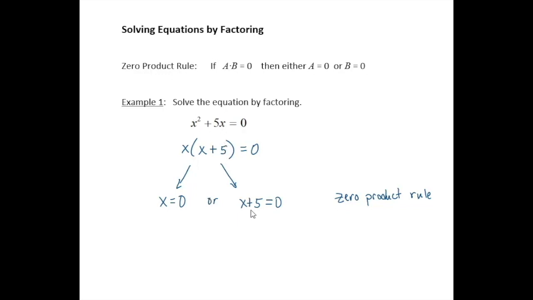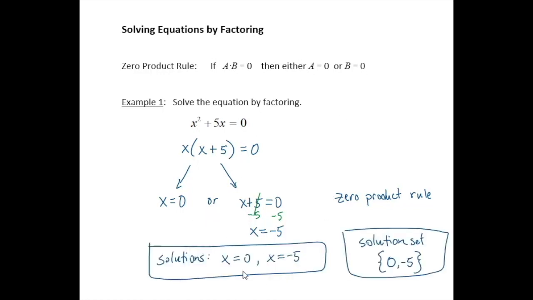For the second equation, we can subtract 5 from both sides. And that gives us x equals -5. So we get two solutions to this quadratic equation, x equals 0 and x equals -5. You can either list the solutions for each value of x, or you could use solution set notation, where you use the solution set brackets and list the solutions inside, separated by a comma.